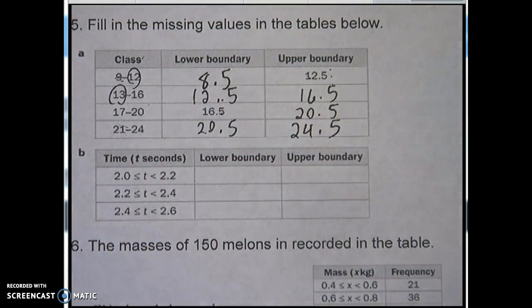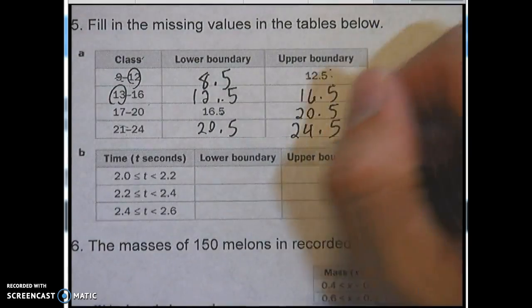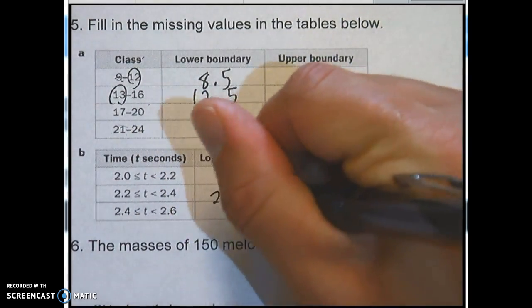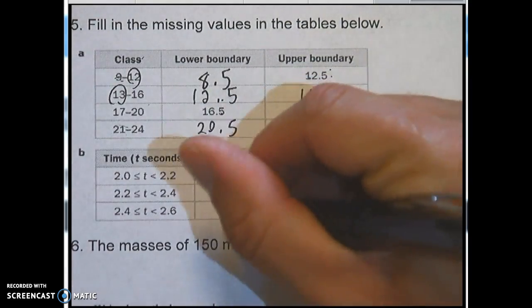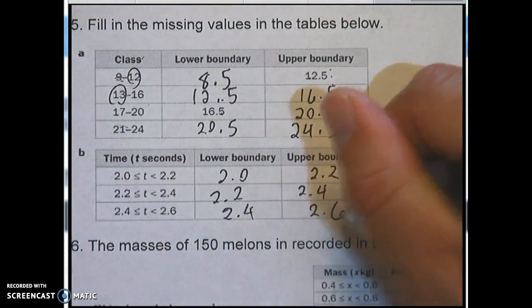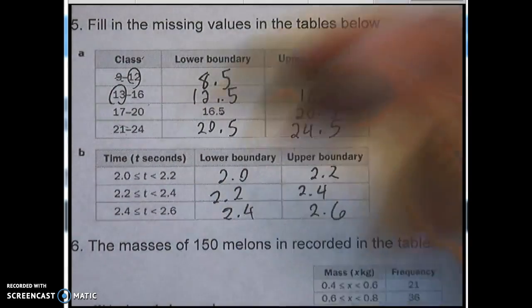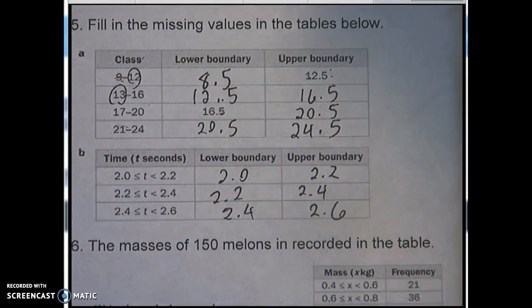This is for discrete data. When it's continuous, it's much easier. It's just going to be 2.0, 2.2, 2.2, 2.4, 2.4, 2.6. That only works when the data is continuous, when you see these inequality signs like this.